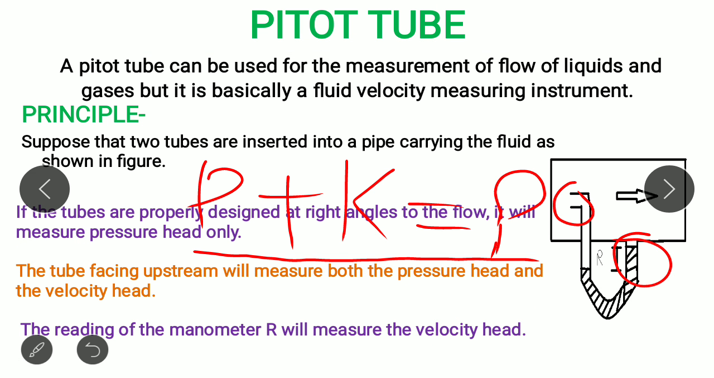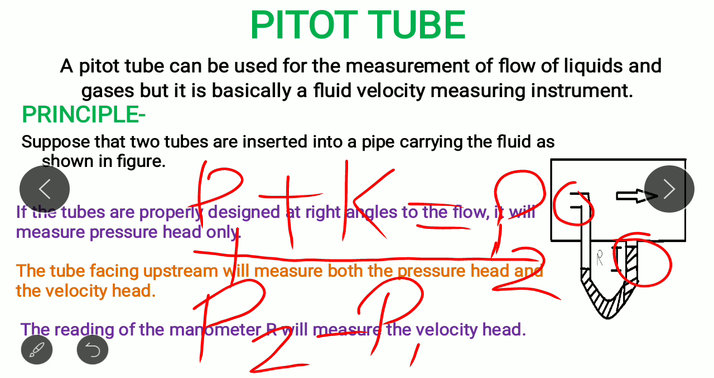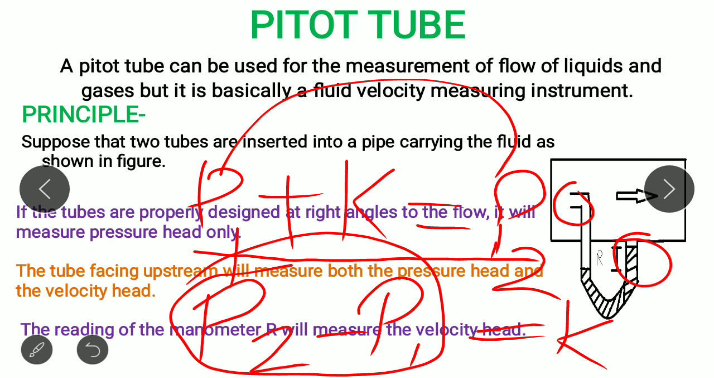So to maintain the same energy, if we take this one as P1, this one as P2, the difference in the pressure would be, which pressure would be more? P2 minus P1 is equal to K, right? We have taken this here, this side, so K is equal to P2 minus P1. So the reading of the manometer, that means this pressure difference, will measure the velocity head or kinetic energy.